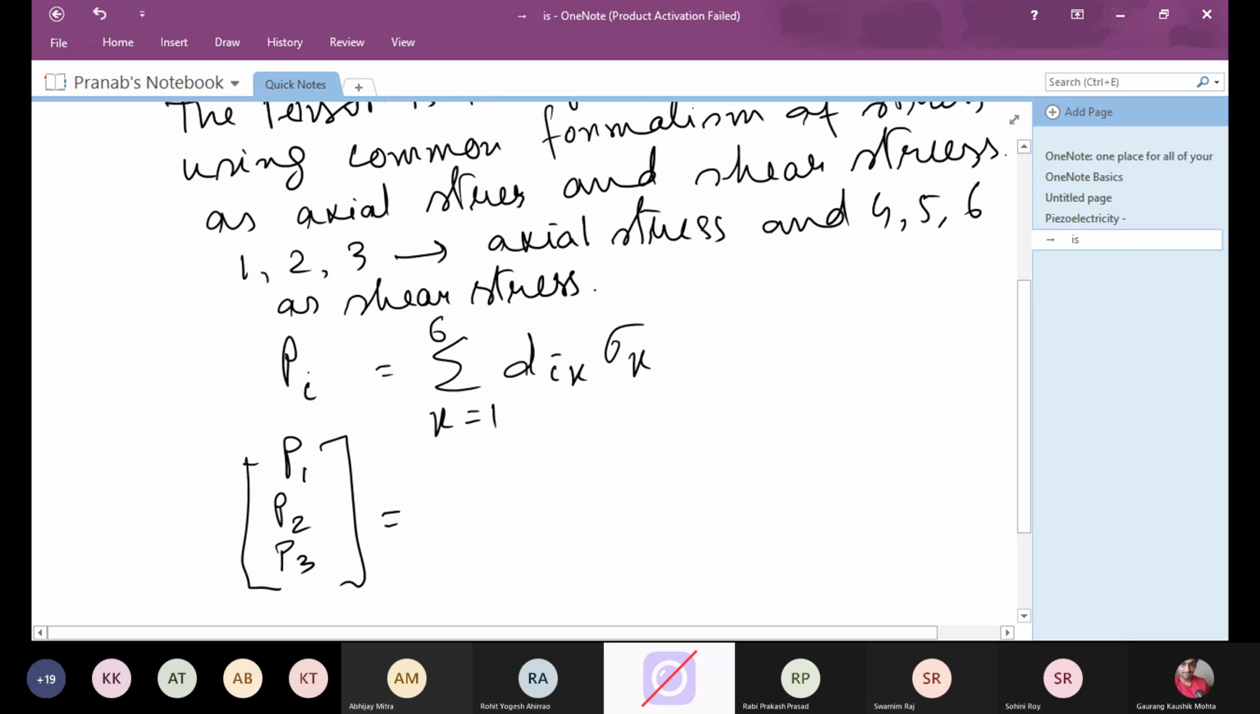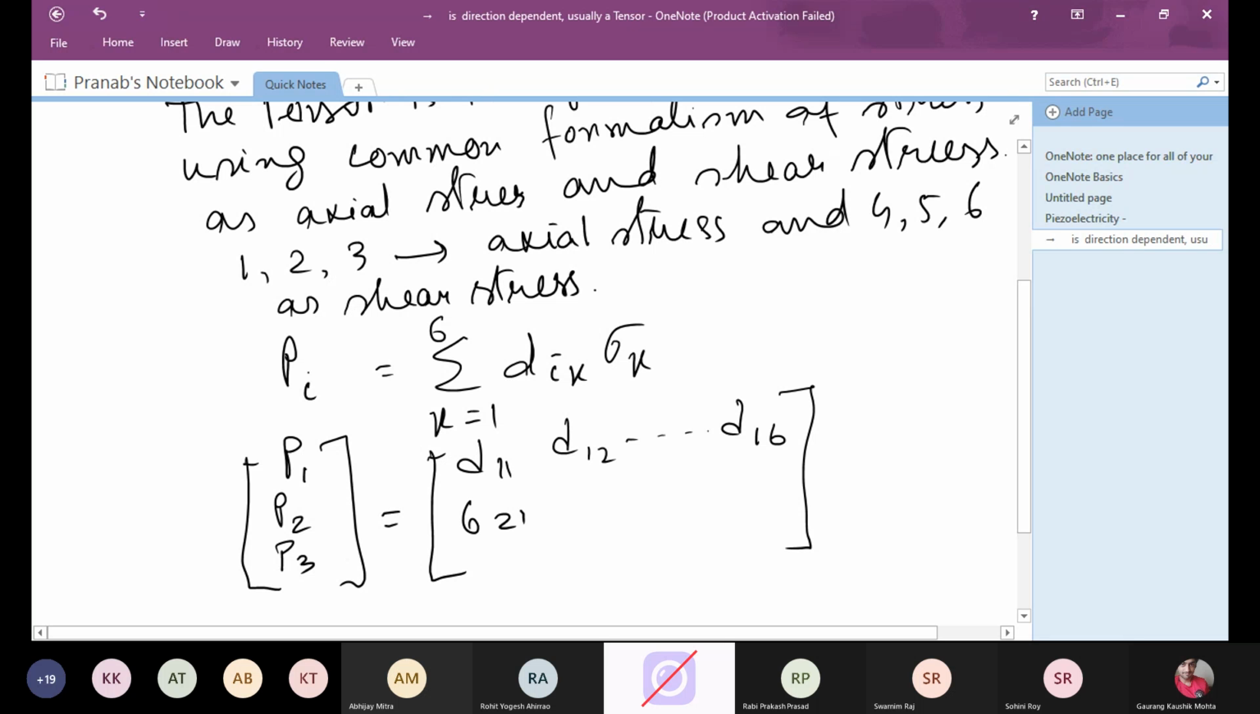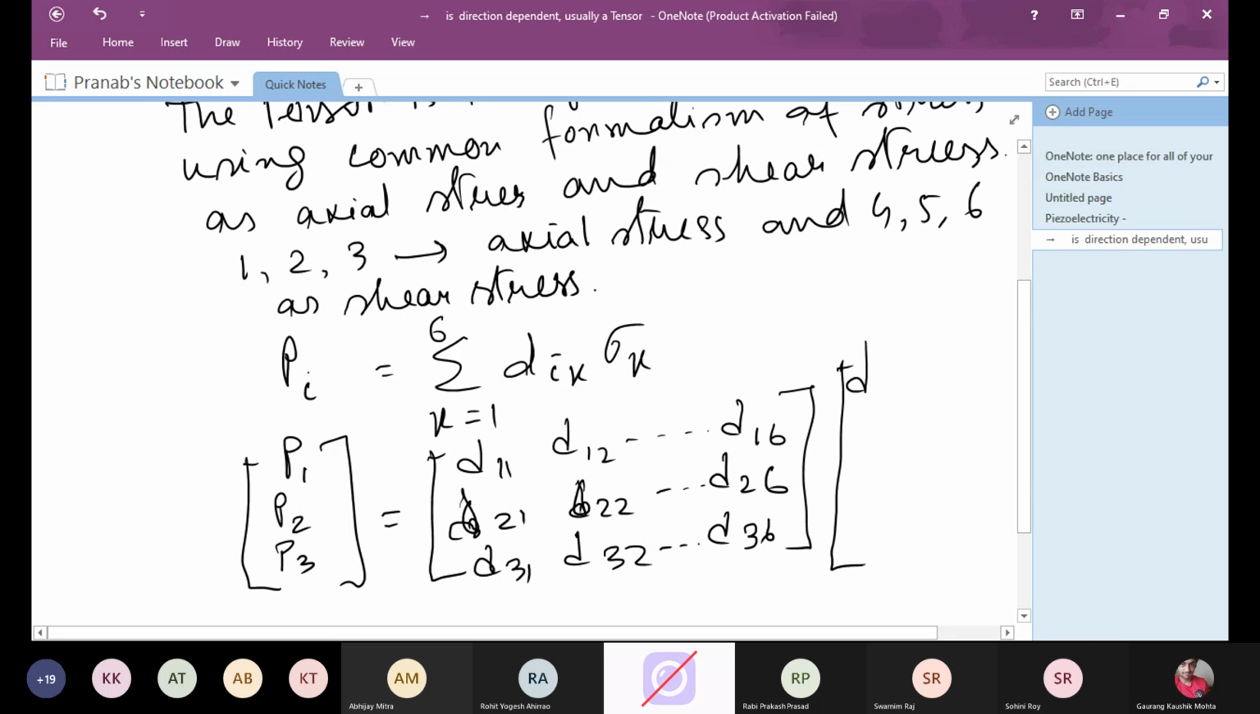So in matrix form, we can have P1, P2, P3, and D11, D12, like that up to D16, D21, D22, up to D26, D31, D32, up to D36.